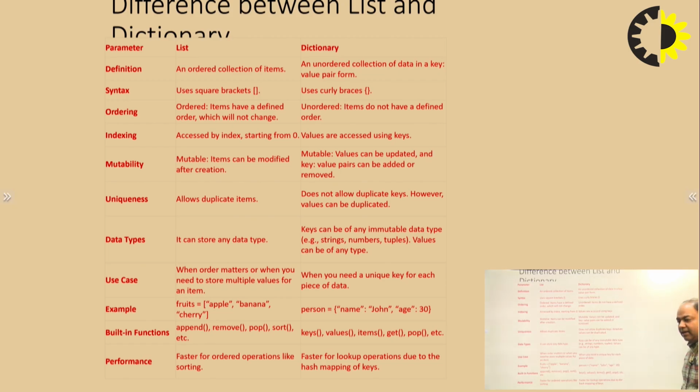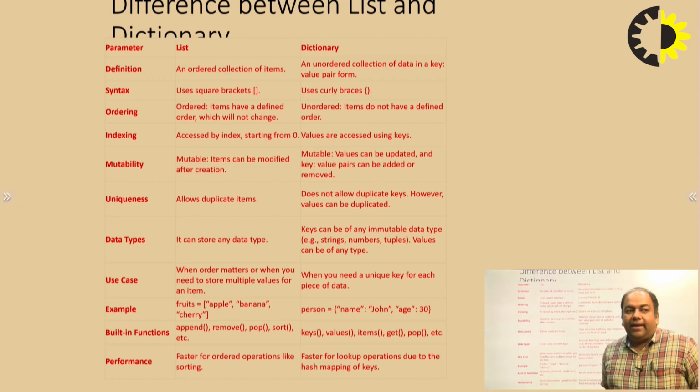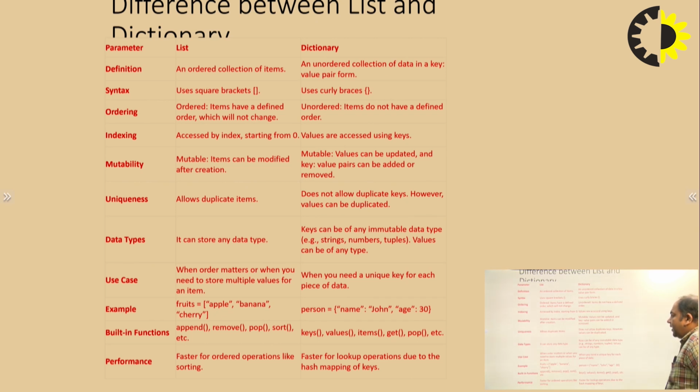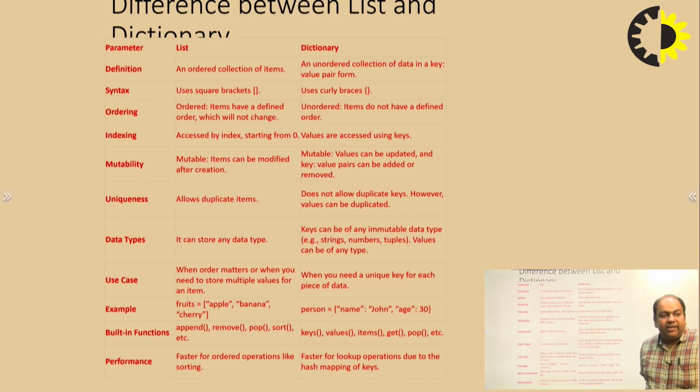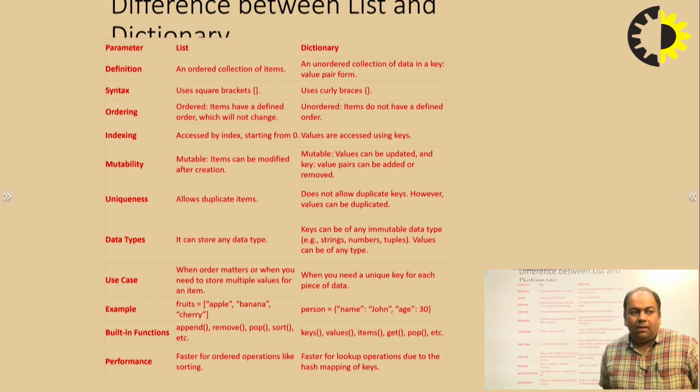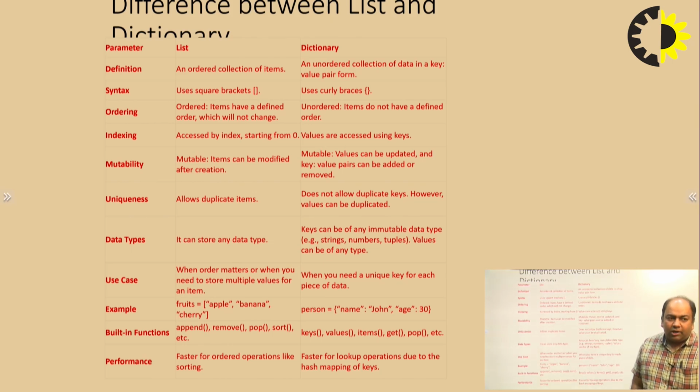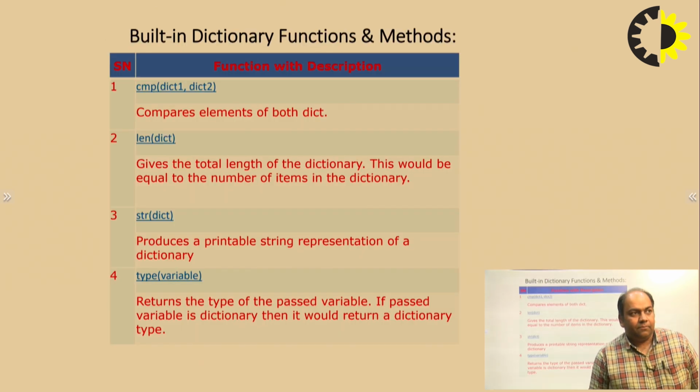Uniqueness: a list allows duplicate items. In a dictionary, we allow duplicate values but not duplicate keys. Data types: a list can store any type, and in a dictionary the keys must be an immutable data type. These are the examples. Some built-in functions in a list are append, remove, pop and sort, etc. And in a dictionary we have keys, values, items, get, pop. Performance of a list is faster for ordered operations, and the dictionary is faster for lookup operations due to the hash mapping of the keys. There are some built-in functions in dictionary which I am going to discuss now.